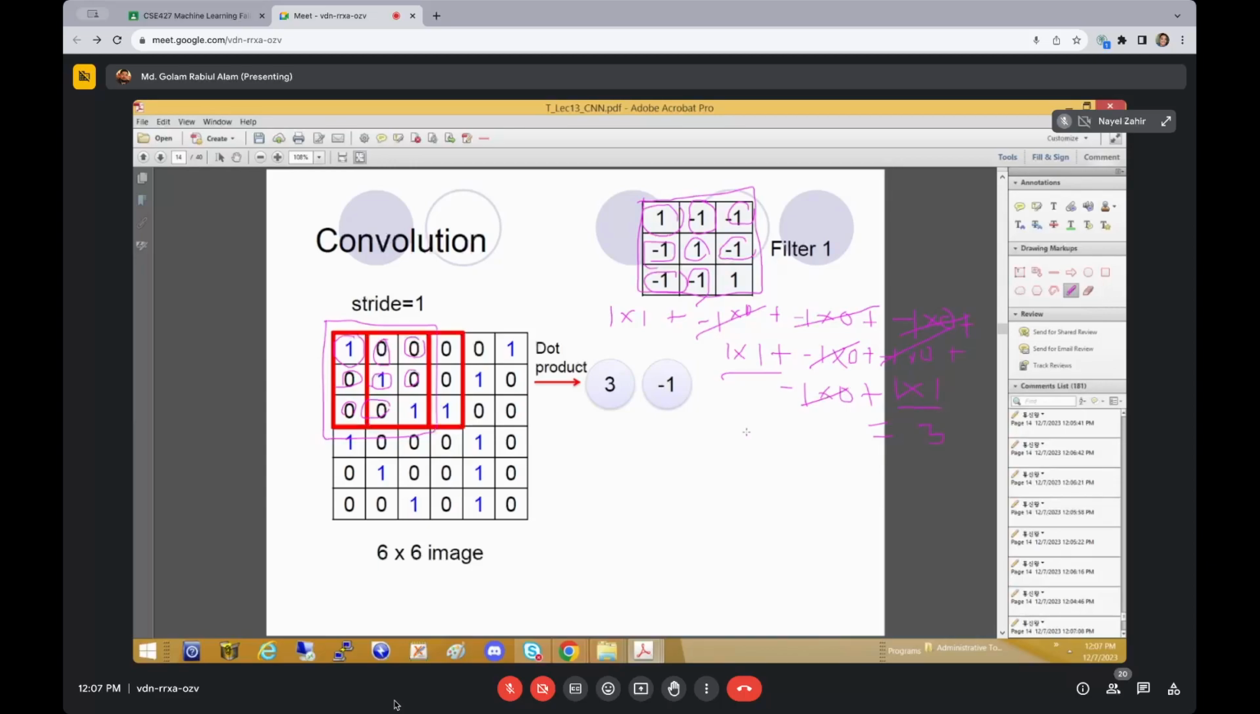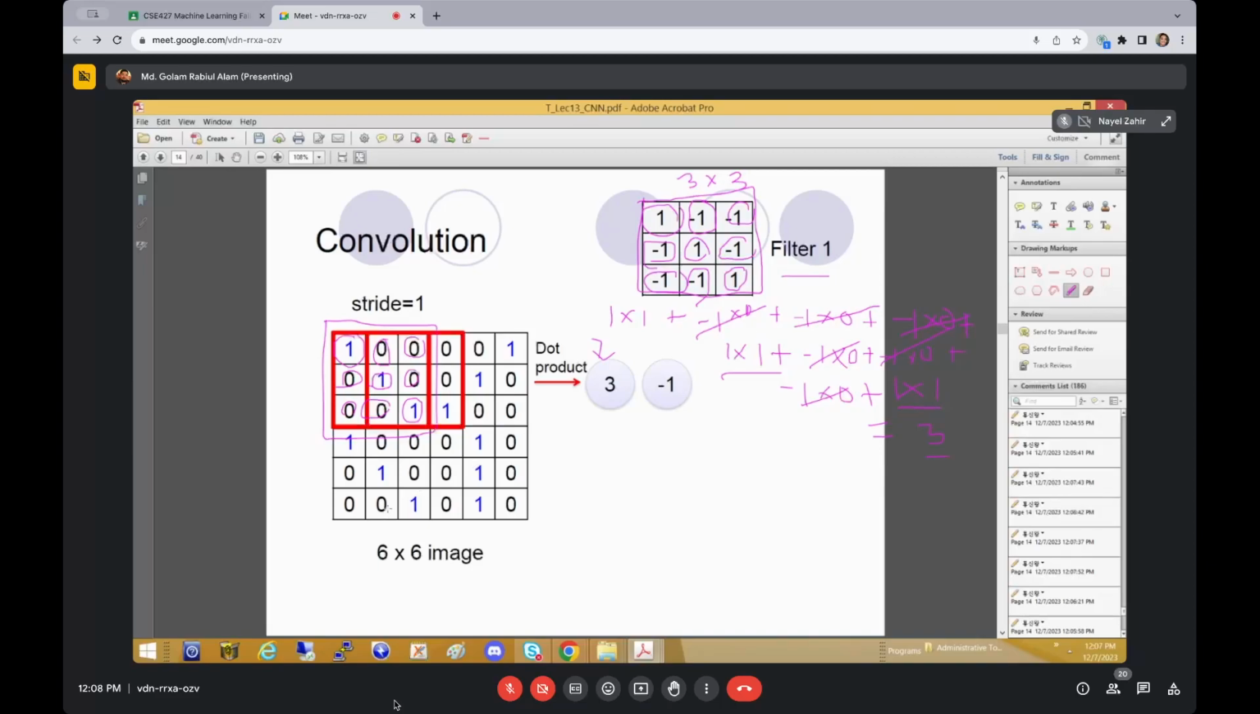So after performing the convolution operation on the first patch with our 3 by 3 filter, the output will be 3. So at first we got the 3 here. And then, according to our discussion, if we consider this filter 1 as our edge detector, we have to search for the edges throughout the image.